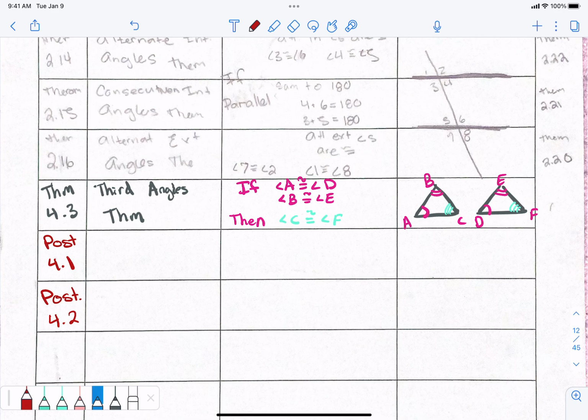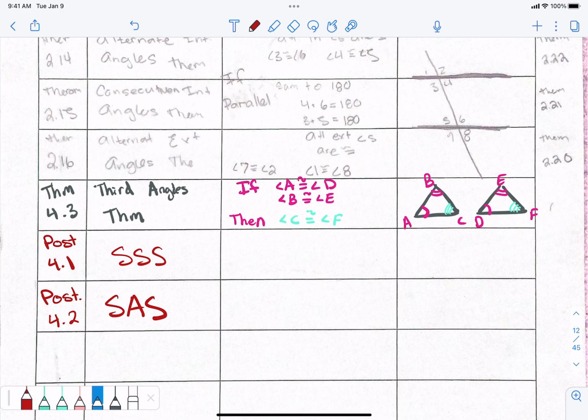Your green sheet. Postulate 4.1, postulate 4.2. This one is side, side, side, and this one's side, angle, side. Okay, there you go. Side, side, side, side, angle, side. Got it? Great. Keep it moving right along because we don't have very long left.